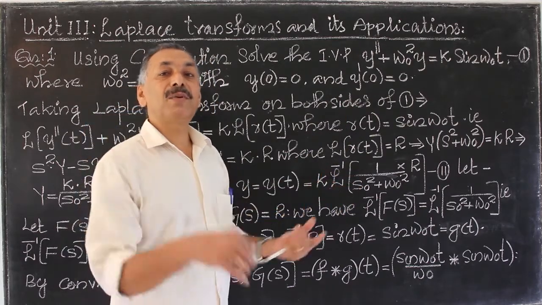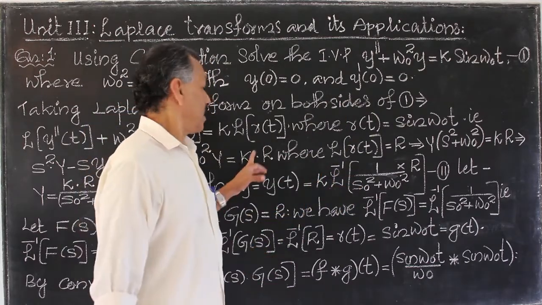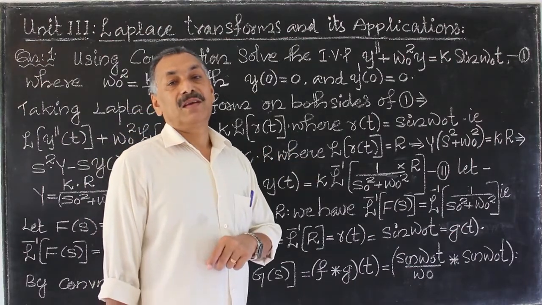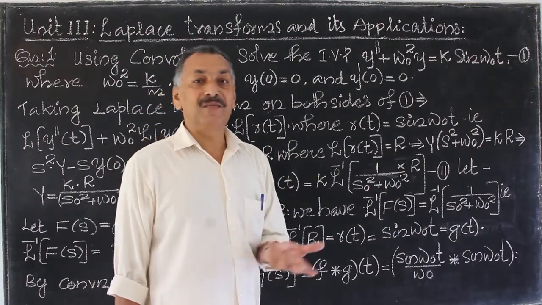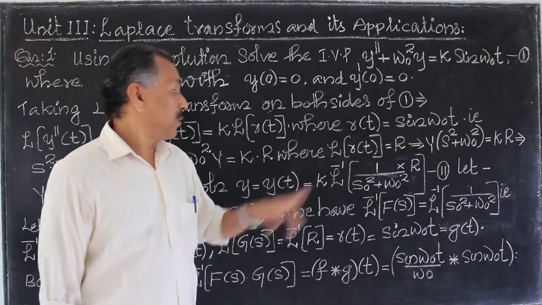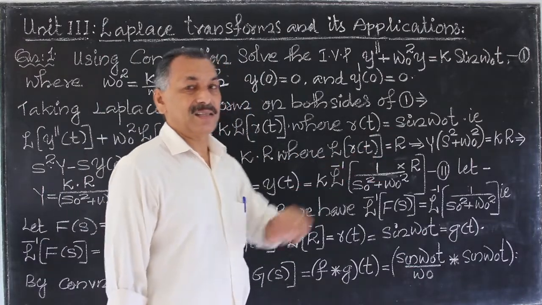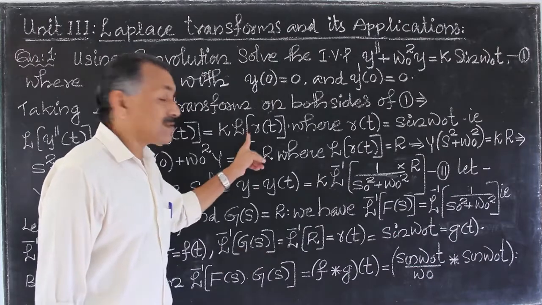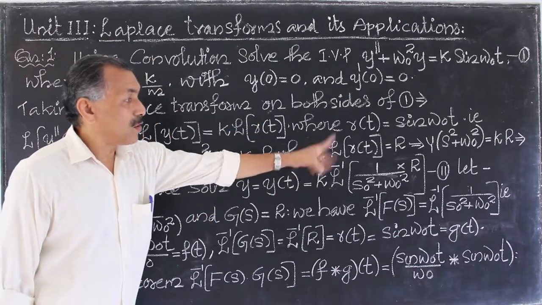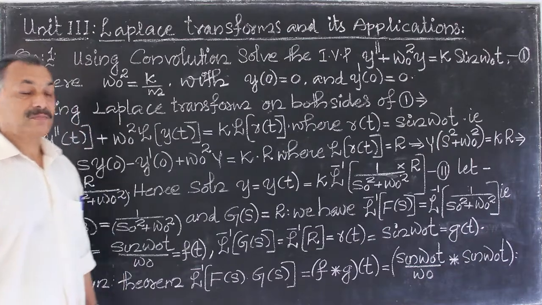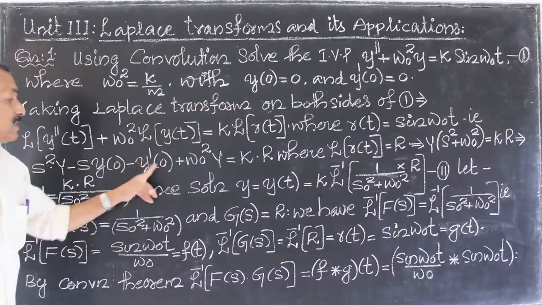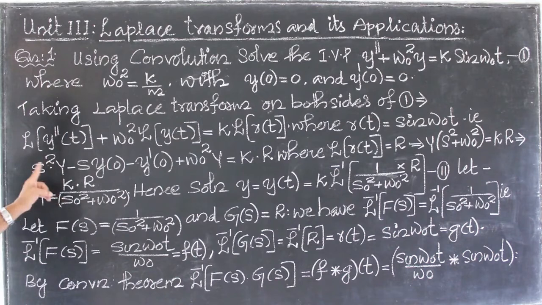Now apply the convolution property: L inverse of F(s) times G(s) is the property. That is, the Laplace transform of small r is capital R, where L of r(t) is capital R. Then y(0) is equal to 0 and y'(0) is equal to 0, as given.